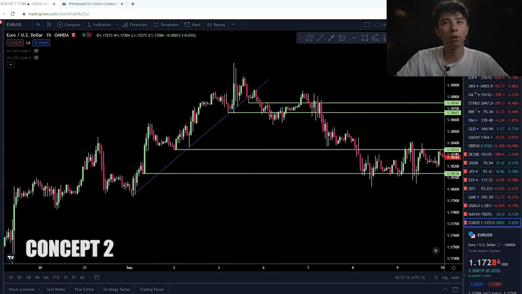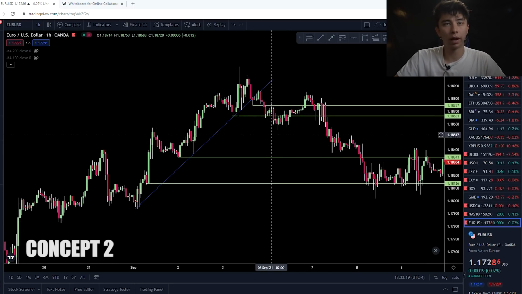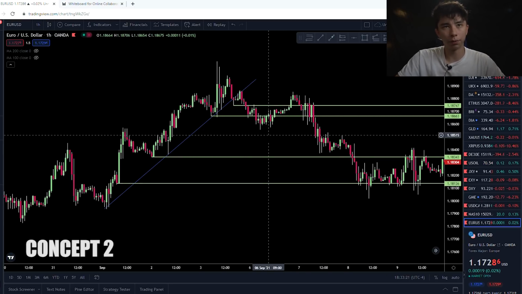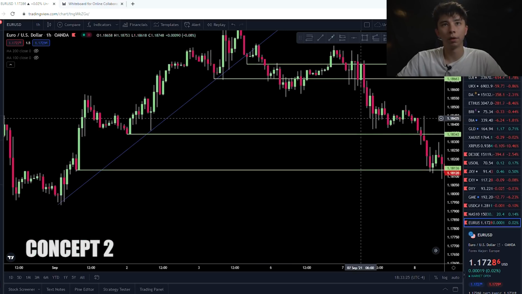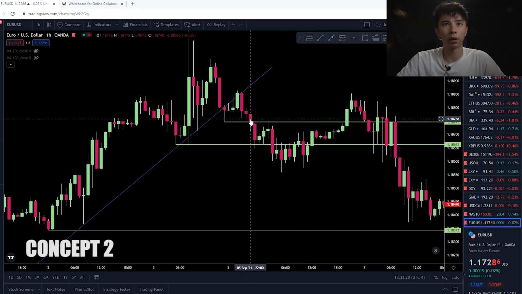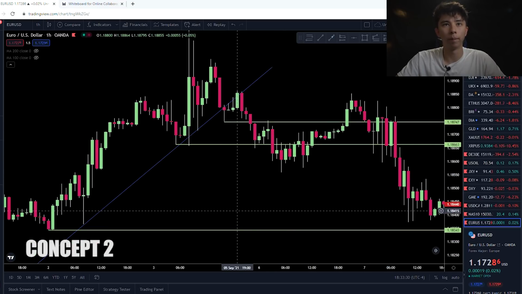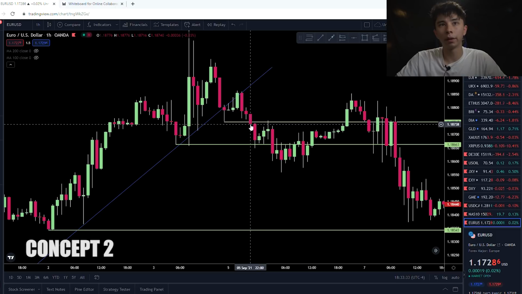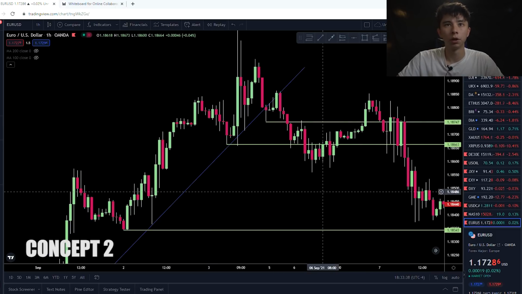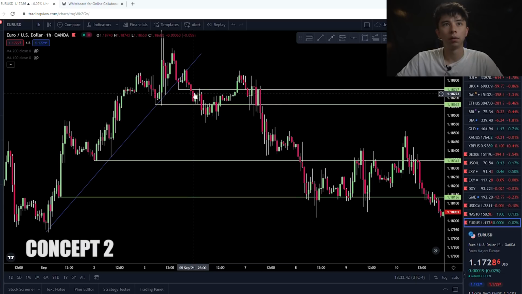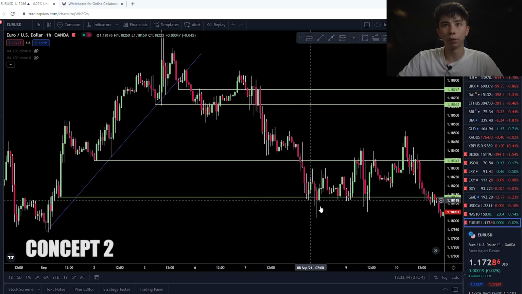Okay, so now we need to look for a candle to close below one of the higher lows. So as we can see, right here, we have a candle that closed below the higher low. There is a wick, but as long as the candle closes below the higher low, we now have a trade. After that candle, the trend started to turn into a downtrend.